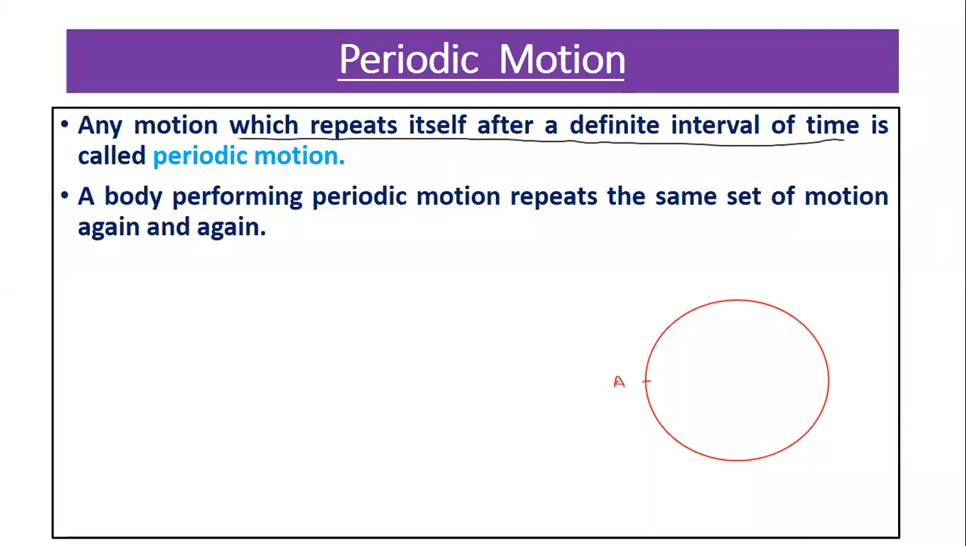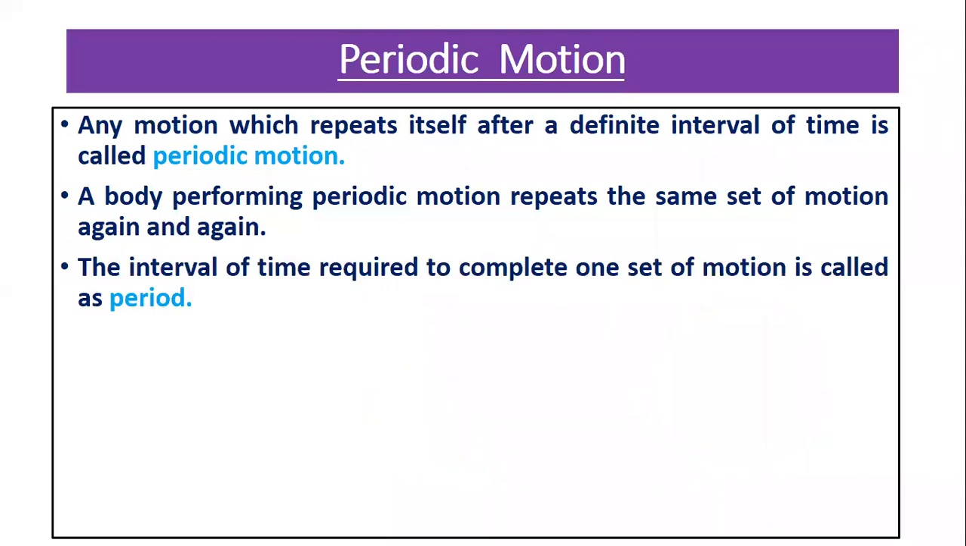Then the second example is motion of the bob of a simple pendulum. If I consider this is a bob of the simple pendulum, when it oscillates, it repeats itself after equal interval of time. So the motion of the bob of a simple pendulum is a periodic motion. Now, the interval of time required to complete one set of motion is called the period. Period means time required to complete one oscillation or one set of motion.